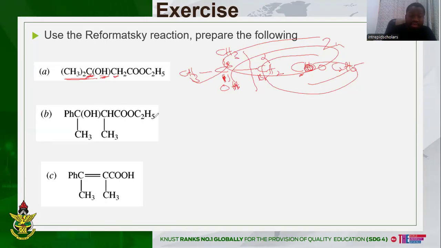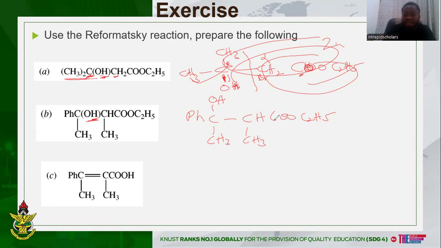Now, the same thing. I'll have Ph. I'm rewriting the structure. CH3. There's an OH here. Right. CH3, COOC2H5. Right. I've said already that whenever you see the OH in parentheses, it means it's a substituent. So that's what we have done.